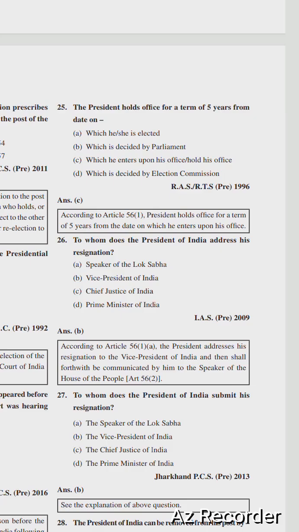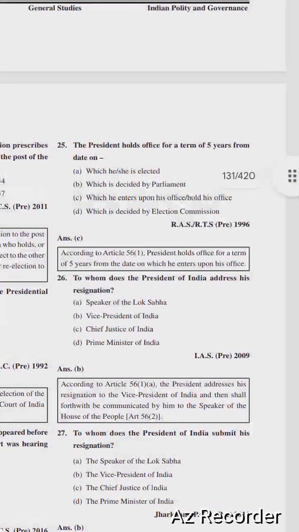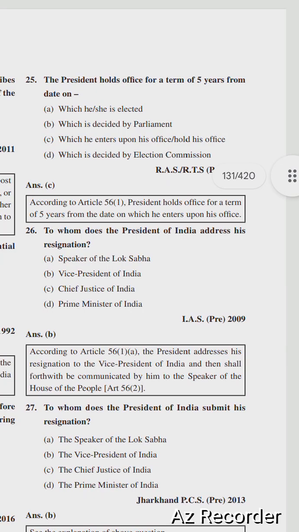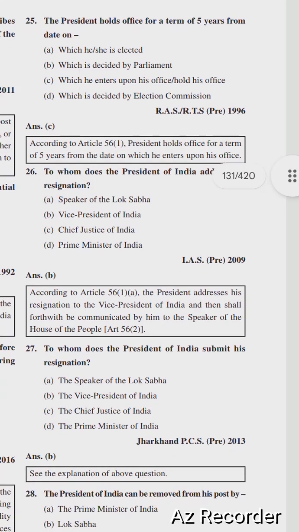So next question is, the President holds office for a term of 5 years from the date on. Options are which he is elected, which is decided by Parliament, which he enters upon his office, which is decided by Election Commission. Right option is option number C, which he enters upon his office. So next question is, to whom does the President of India address his resignation? Speaker of the Lok Sabha, Vice President of India, Chief Justice of India, Prime Minister of India. Right option is option number B, Vice President of India.